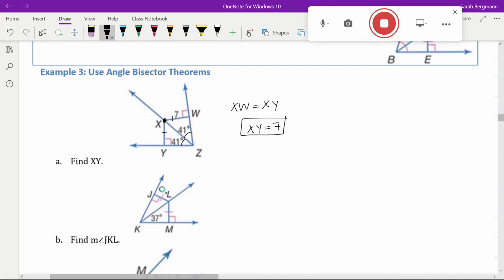All right, for B, I see that segment JL and segment LM are both coming from point L, and they are both perpendicular to the sides of angle JKM. Therefore, point L must be on the angle bisector of angle JKM. If it's on the angle bisector, it means that ray KL must be cutting angle JKM in equal parts. So if the measure of angle MKL is 37, that means that the measure of angle JKL would also have to be 37.